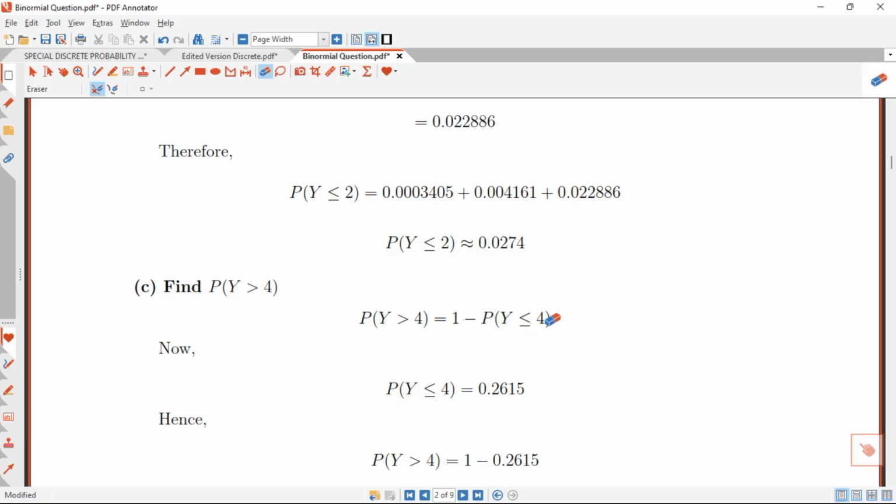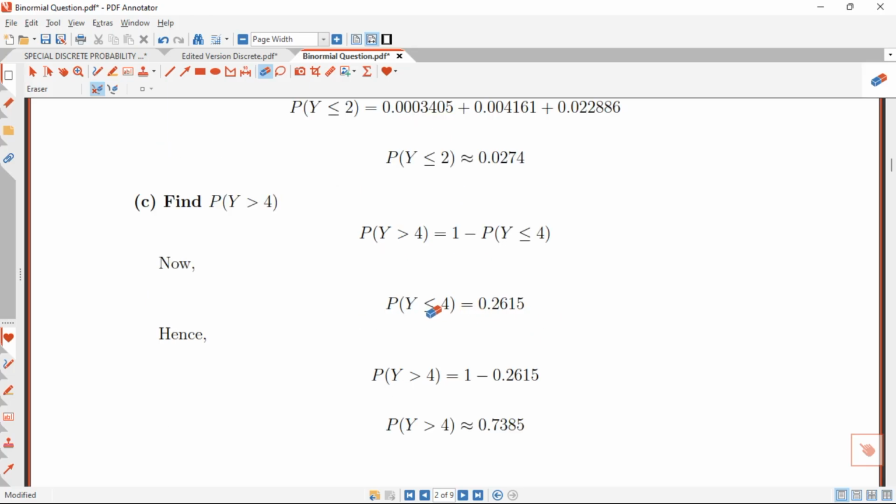Okay, and then our probability that y is less than or equal to 4 will be given as what? 0.2615, right? And then we are just going to replace this one here to get 1 minus 0.2615 to get 0.7385.